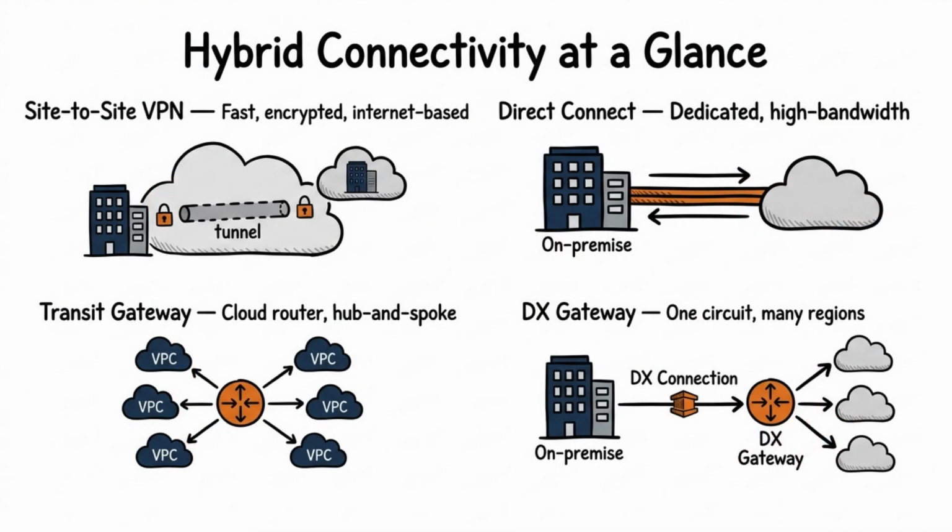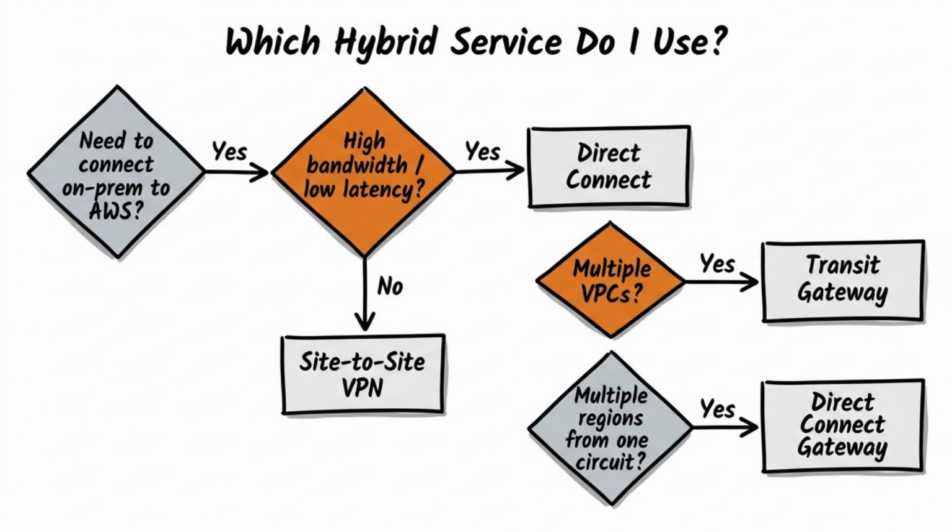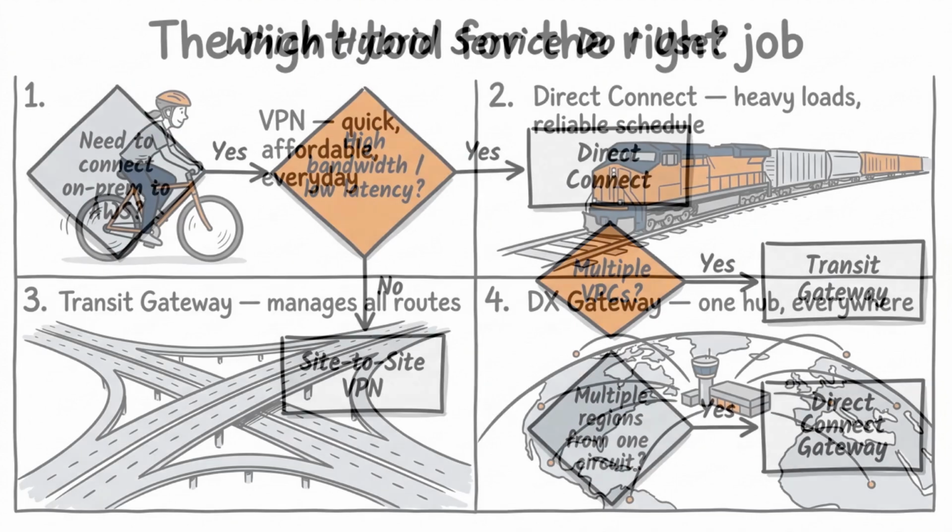Secondly, hybrid connectivity, bridging AWS and your world. Site-to-Site VPN is your fast, encrypted bridge over the internet. Direct Connect is your dedicated, high-bandwidth private highway. Transit Gateway is your cloud router, simplifying massive multi-VPC environments. And Direct Connect Gateway extends a single circuit's reach across multiple AWS regions. The key pattern to internalize: the right tool depends on your requirements. Need a quick connection on a budget? VPN. Need consistent performance and high bandwidth? Direct Connect. Managing dozens of VPCs? Transit Gateway. Multi-region with one physical circuit? Direct Connect Gateway.